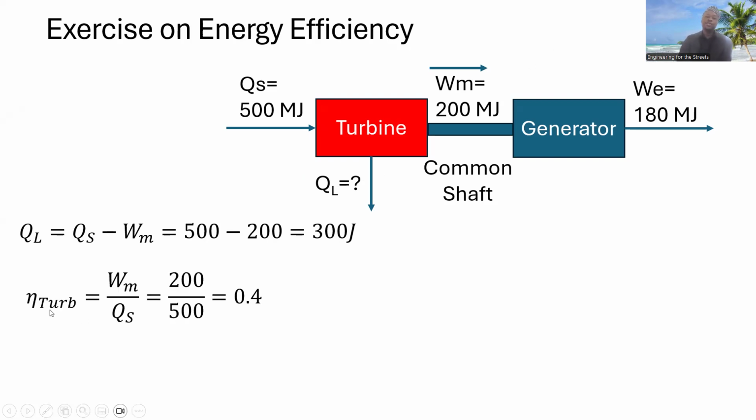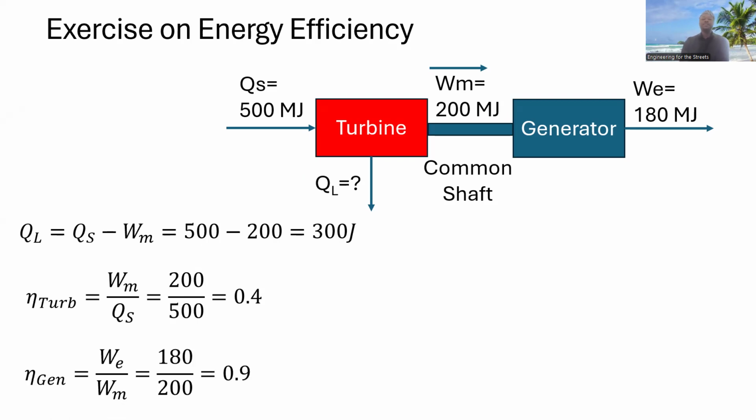Therefore, the efficiency of the turbine, which is the ratio of the mechanical work output to the heat input, simply becomes 200 over 500, which equals 0.4 or 40%. Similarly, the efficiency of the generator is simply the ratio of the output, which is 180 megajoules of electricity, to the input, 200 megajoules of mechanical work, and that gives you a 90% efficiency.